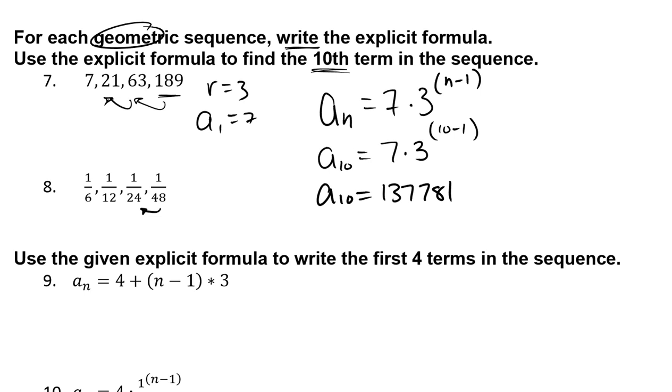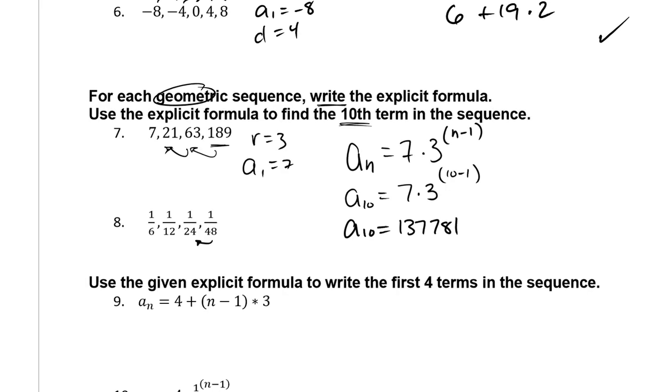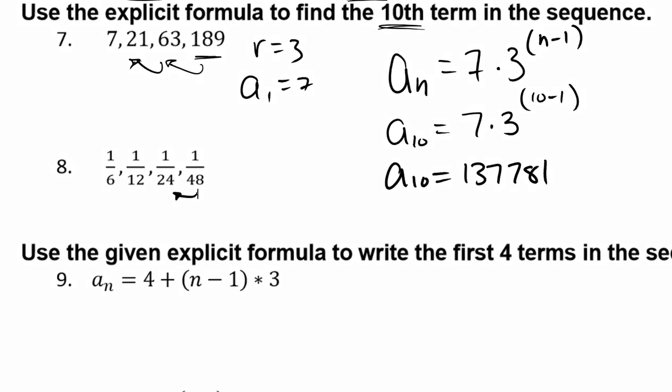It's probably easier to look at that, right? Come back up here. If I go this way, right, 6 times a half is 1/12. 1/12 times 1/2 is 1/24. 1/24 times 1/2 is 1/48. So each time I'm multiplying by another factor of 1/2. And my first term is 1/6. So I'll write this down here. My first term, a sub 1, is the number 1/6. And my common ratio is 1/2.